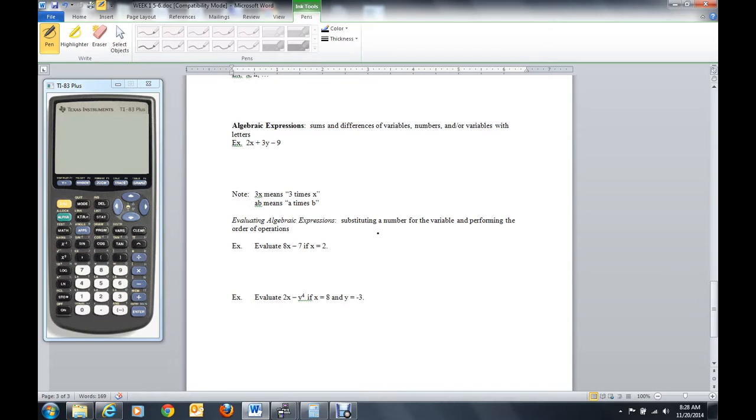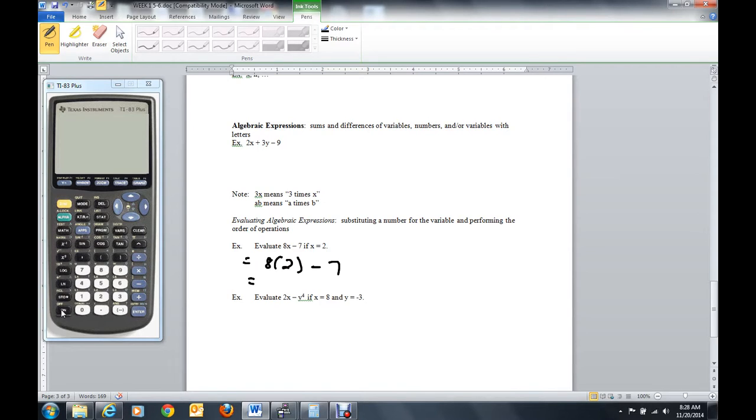The reason why we have it with this section is because when you see the word evaluate, it means you're going to have an expression with a letter in it, and you'll be given a number to substitute. So we're going to evaluate 8x minus 7. Now when you substitute, watch what I do. I use parentheses. See that instead of the x, I have parentheses. Inside the parentheses, I'm going to have what x equals, which is 2.